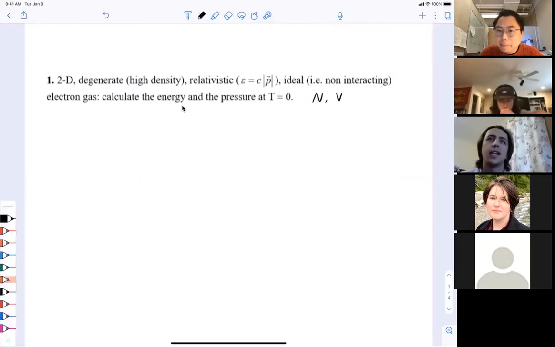But if it's high density, wouldn't we want to know if these are fermions or bosons? Here, high density, I think, just means it's zero temperature, and you need to consider the Fermi statistics instead of ideal. Oh, it says it's electron gas. Okay, I didn't notice that. Yeah. Okay, thank you.